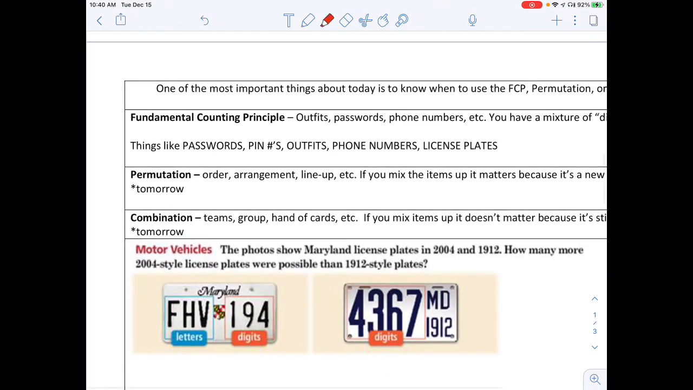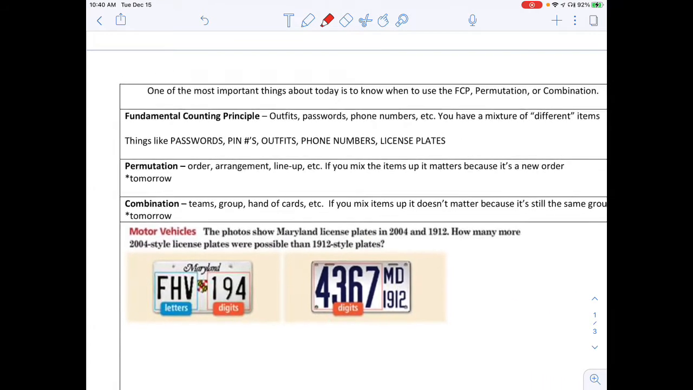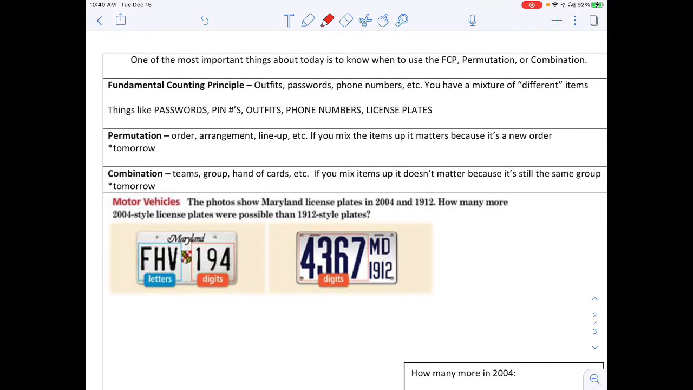When we get to permutations versus combinations, it gets a little more difficult tomorrow when we decide: are we going to do the fundamental counting principle, a permutation, or a combination? The fundamental counting principle is about things you put together. You put together an outfit, you put together a password, you put together a phone number. You have a mixture of different items you're putting together. So you're looking for passwords, PIN numbers, outfits, phone numbers, license plates. They're things that identify items, like my PIN number identifies me to get into my bank account.